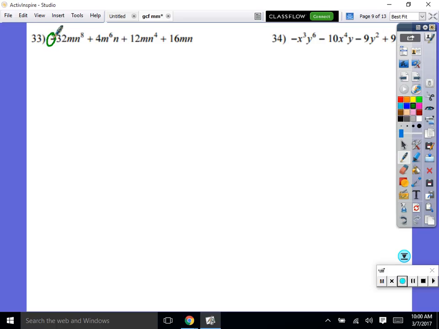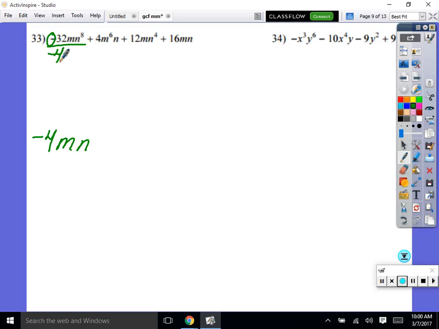Now look, 32, 4, 12, and 16. Oh, we've already, okay, yeah. Let's factor out a 4, right? 4. We're going to factor out negative 4. And then look, m to the 6th, m and m. So can we pull out an m? Yes. M to the 8th, n to the 8th, n to the 4th, and n. So we can only pull out one n.